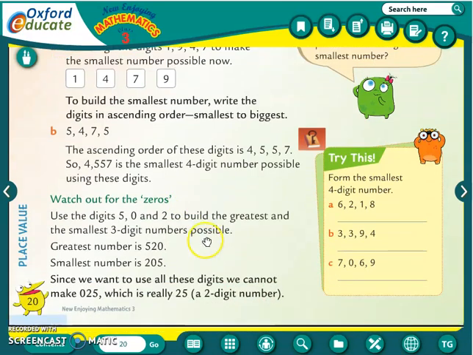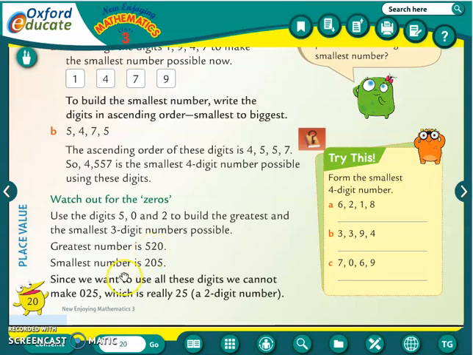Now what will we do? Watch out for the zeros. Use the digits 5, 0 and 2 to build the greatest and smallest 3-digit numbers possible. अब हमें देखना है कि ये जो 3 डिजिट दिए हैं 5, 0 and 2, तो उसमें से हम ग्रेटेस्ट नंबर और स्मॉलेस्ट नंबर कैसे बनाएंगे? तो सबसे पहले ग्रेटर नंबर देखेंगे, so that is 5, then 2 and afterward 0. In a decreasing order we will write 5, 2, 0, that will be greatest number.